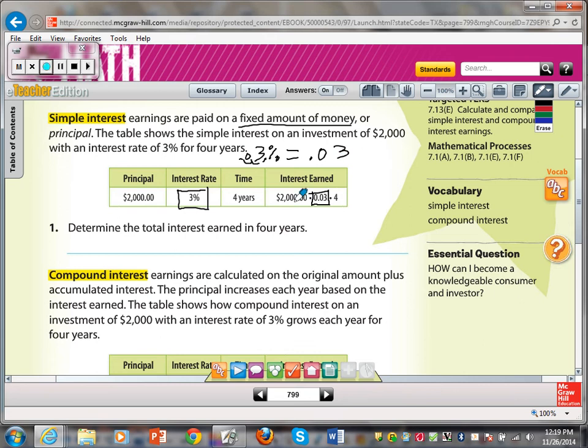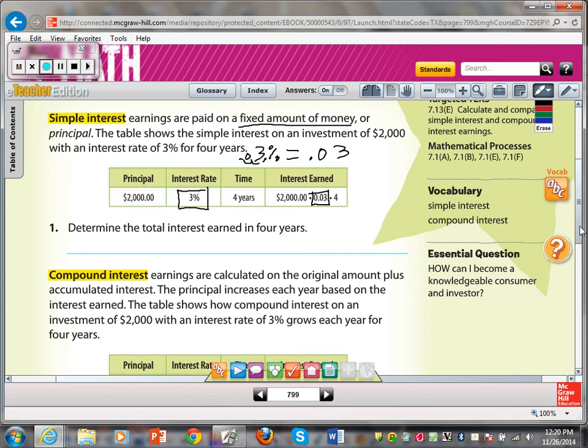So here it is, 2,000 times 0.03 times 4. Determine the total interest earned in 4 years. For simple and compound interest, you're going to have to use your calculators a lot, because you'll be multiplying decimals. For simple interest, it's not so bad, but when you get to compound interest, you'll see how much more difficult it becomes. What we want you to learn is the main idea of what simple interest and compound interest is.